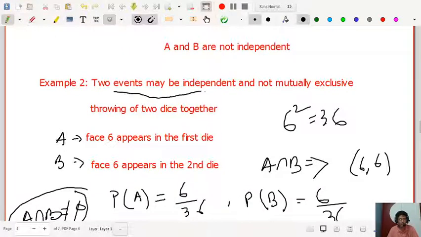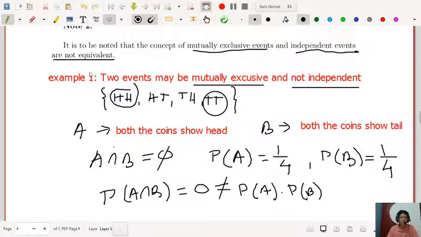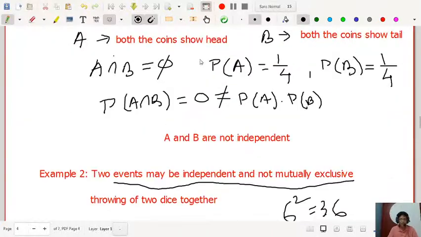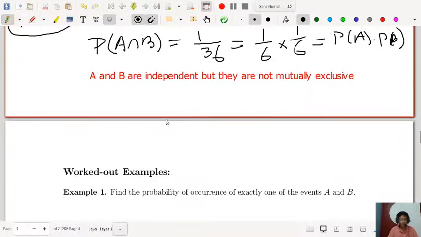The two events may be independent but not mutually exclusive, and two events may be mutually exclusive and not independent. So mutually exclusive and independent are not equivalent. That has to be justified with examples. So these are the examples and these are the conclusions.